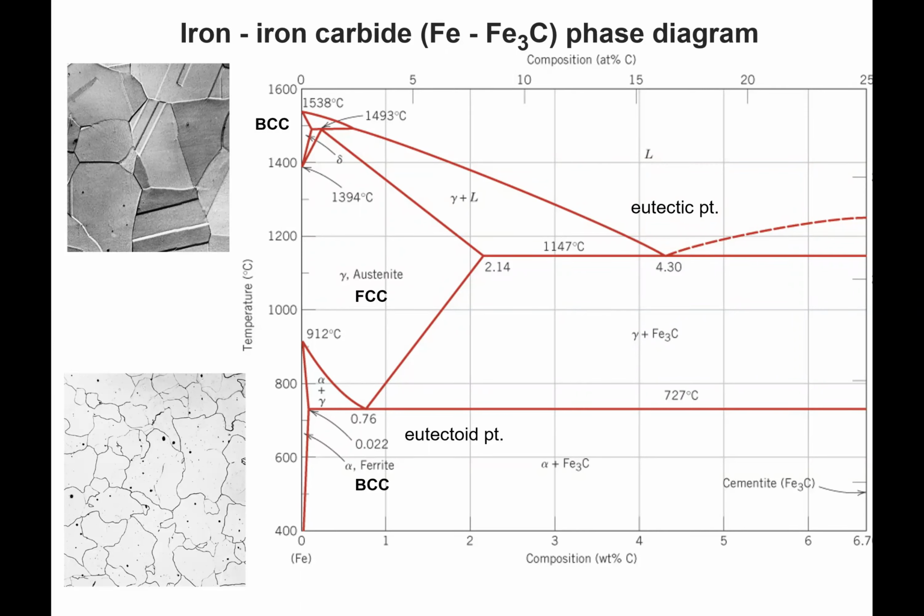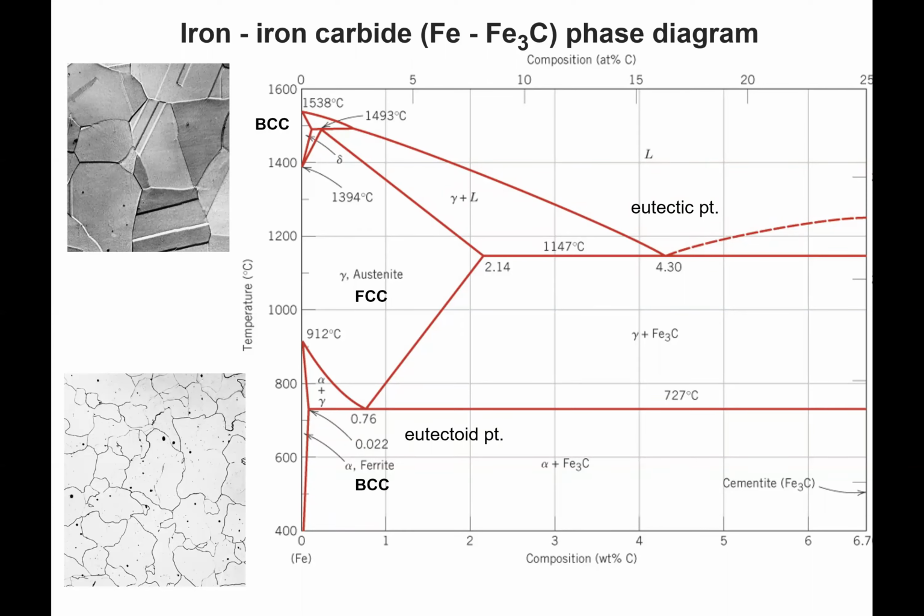Okay, so last time we talked about the eutectic system, and this time I want to repeat the same calculations we did before with the microconstituents, except I want to do it now for the iron carbide phase diagram and looking at the eutectoid point. So it's going to be very similar, it's just that all the terminology has changed.